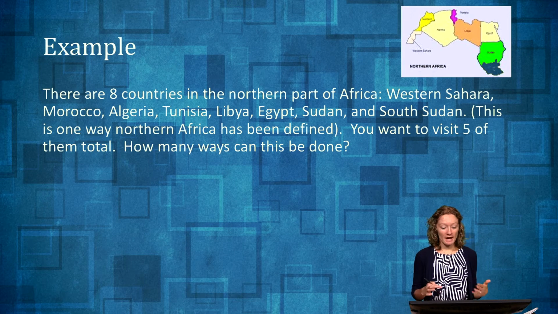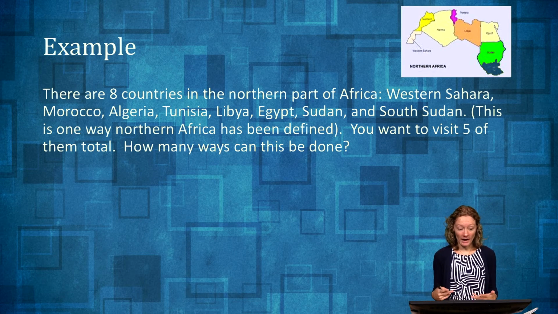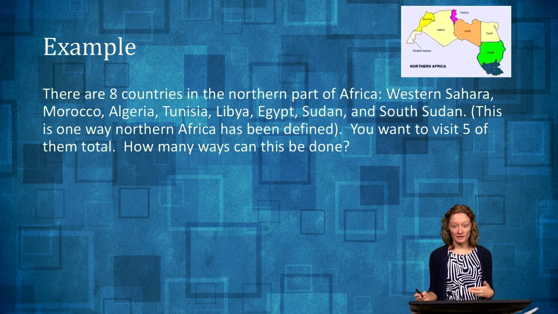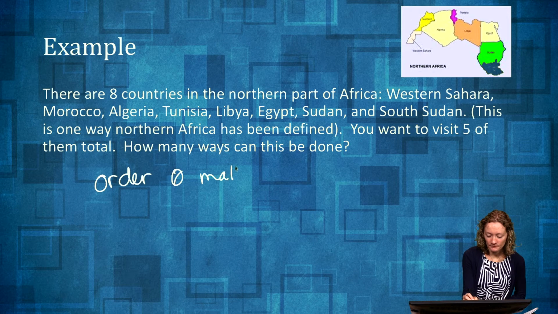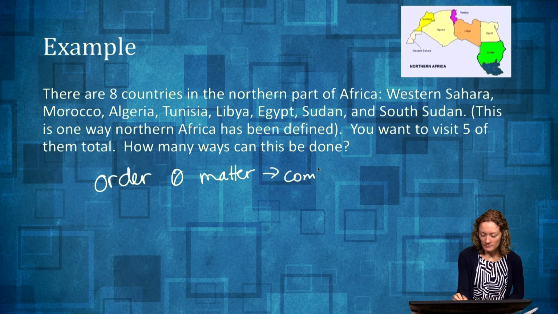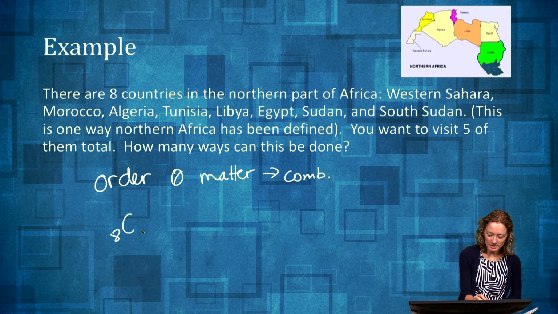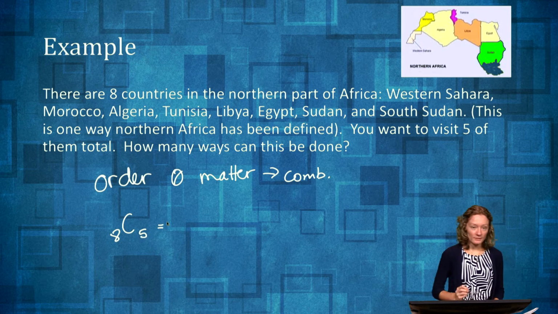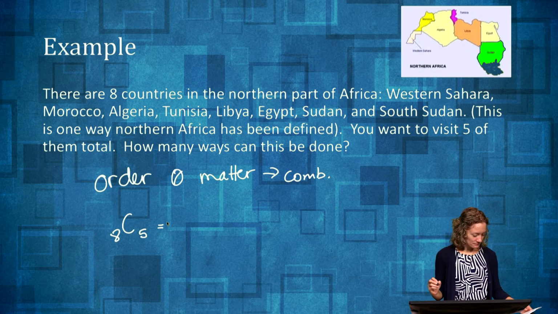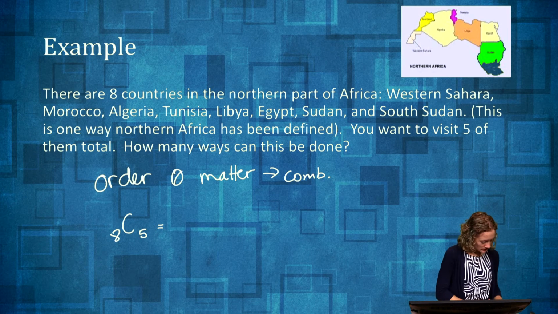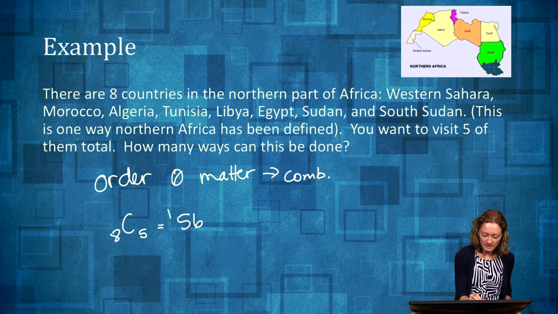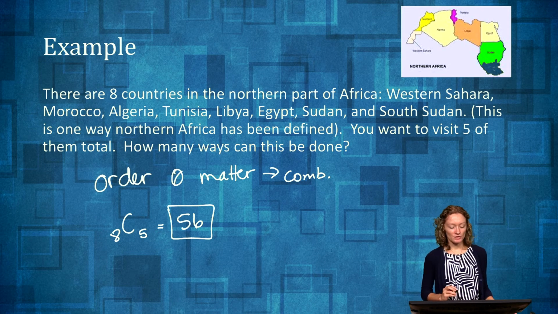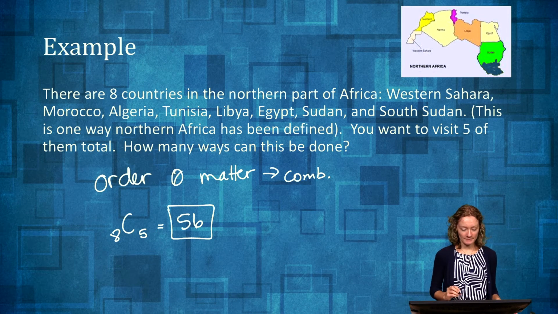So we don't necessarily care about the order that we visit them. We just know that we want to go to 5 out of the 8. How many different ways could we choose 5 from the 8? Order does not matter. So it's a combination. We have 8 choices and we are selecting 5 of them. So type it in the calculator: 8 select 5. Looks like we get 56. 56 different ways you could choose 5 countries to visit from the 8.